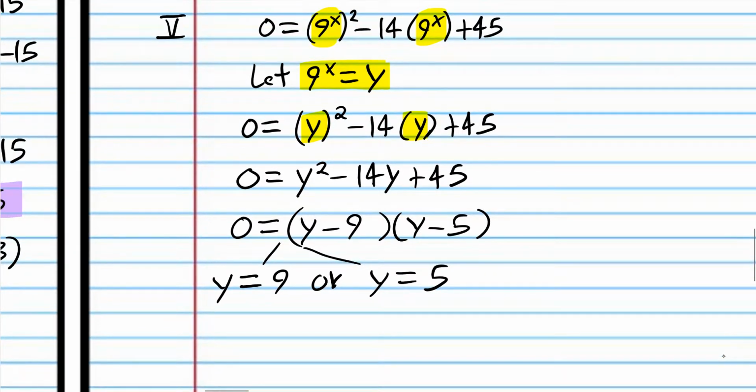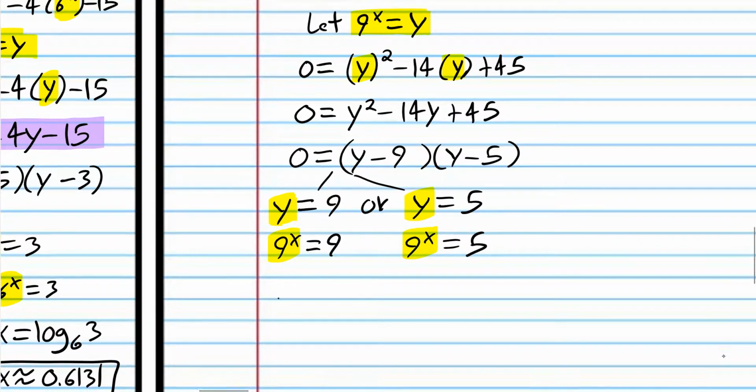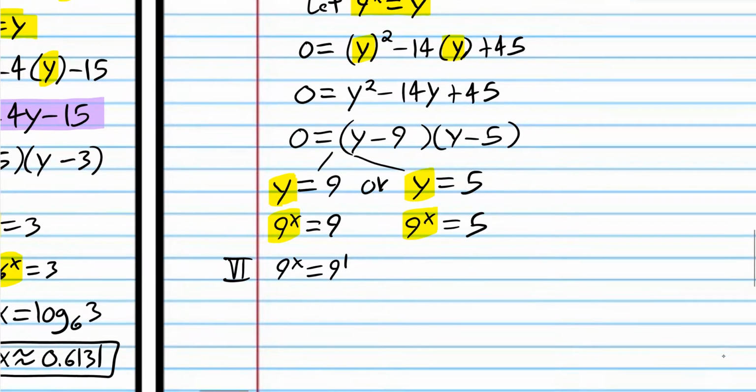But remember, we don't want y. We're just using y to help us solve the problem. We want 9 to the x, or we want x. And so we know y is equal to 9 to the x, so we can plug in 9 to the x for y. And you can see that one of these problems we can solve without a calculator. If we rewrite 9 as 9 to the 1 power using rule number 6, we can see that x is equal to 1.